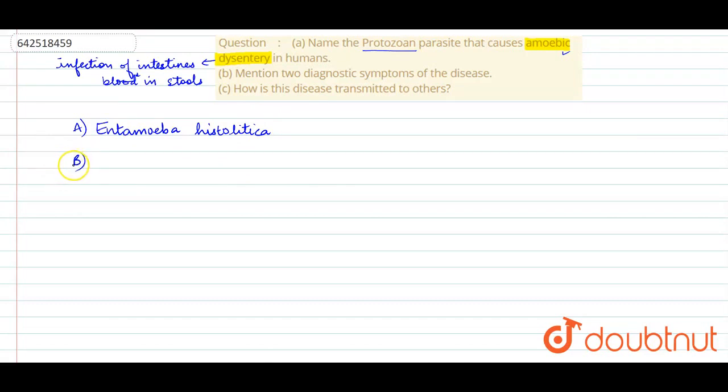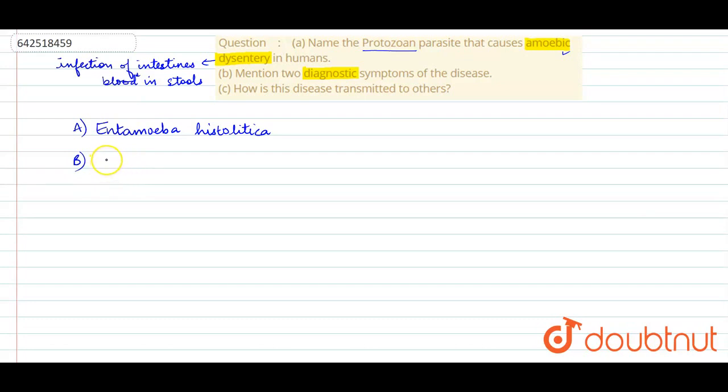Mention two diagnostic symptoms of this disease. So now this disease has a lot of symptoms like fever, nausea, stomach ache, but all of these symptoms are very common. It can happen in other diseases as well. This question is asking us to mention the diagnostic symptoms. So what are the symptoms that help us diagnose this disease, that help us make sure that amoebic dysentery is the disease that we are talking about.